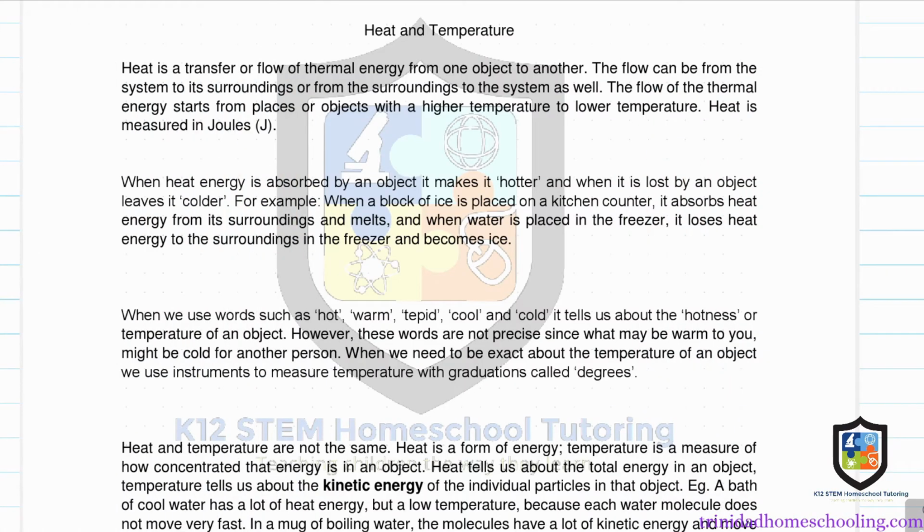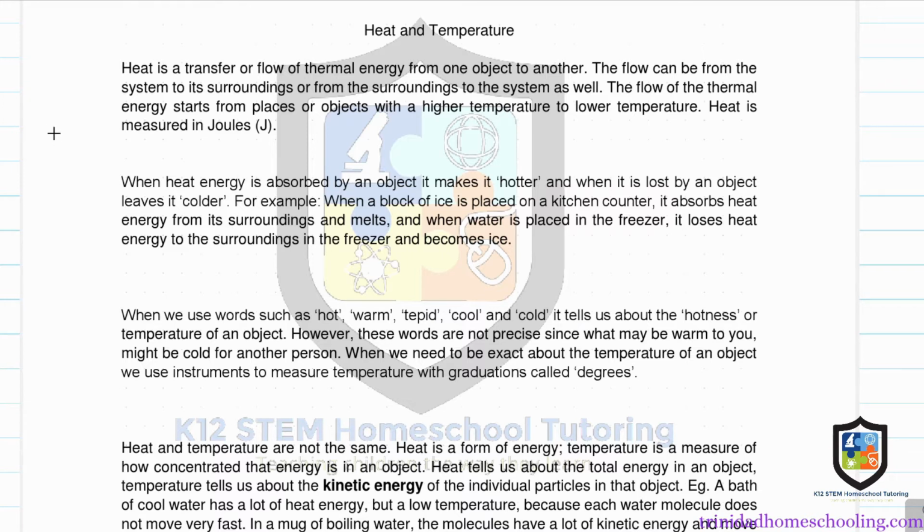So let's start with looking at the differences between heat and temperature. Heat is a transfer or a flow of thermal energy from one object to another, or the flow can be from a system to its surroundings or from the surroundings into the system as well. The flow of the thermal energy starts from places or objects with a higher temperature, and the heat moves to places of lower temperature. Heat is measured in joules. So heat here is your quantity that we could measure, and the unit that it is measured in is joules.